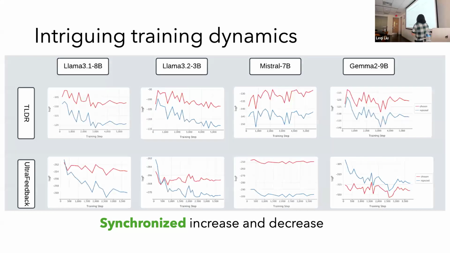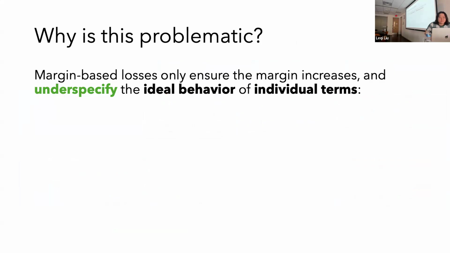We also look at even more models, Llama 3.2 3B and also Gemma 2, so Google's model, Facebook's model, and Mistral's model. It turns out that across multiple datasets, and later on we will see across all PO algorithms, we observe these synchronized updates. So why is this the case?